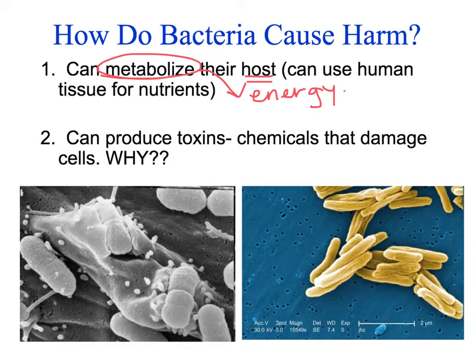Also, besides using you for food source, bacteria can produce toxins. These are chemicals that damage cells. And why would a bacteria produce toxins? The reason is really it's their survival mechanism. If they feel like they're under attack or they're afraid that something is going to come and kill them, their way of protecting themselves is to produce poisons to kill the organisms around them that would otherwise cause them harm. That can create problems for us.